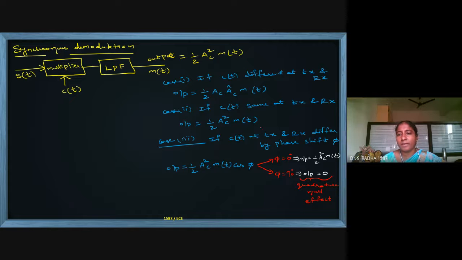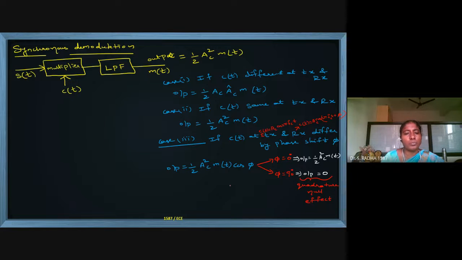At the transmitter, if carrier is AC cos 2 pi FCT, at the receiver, carrier will be AC cos 2 pi FCT plus phi. A phase shift of phi exists. They are not the same carrier. There is a phase shift. If that phi is 0, they are exactly same. It comes back to case 2. If phi some angle exists, if it is 90 degrees, then output becomes 0. Cos 90 is 0, so the output becomes 0, and it is called quadrature null effect.